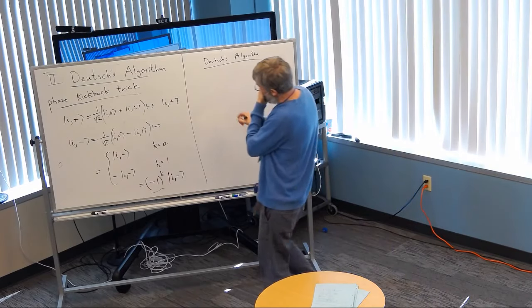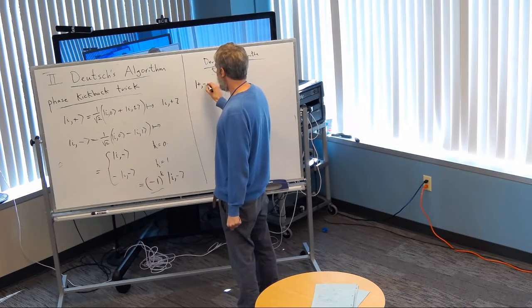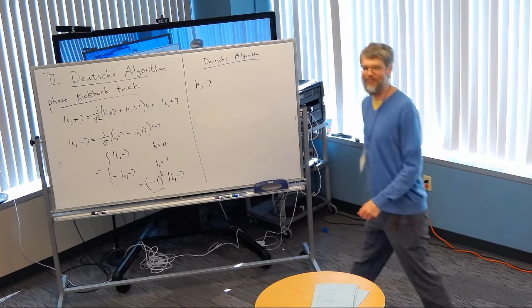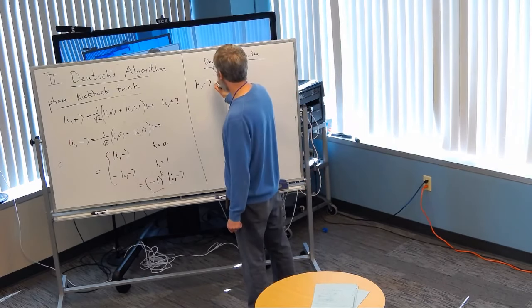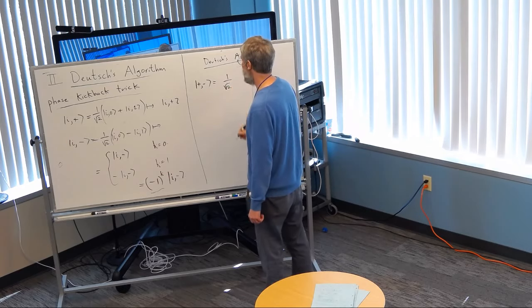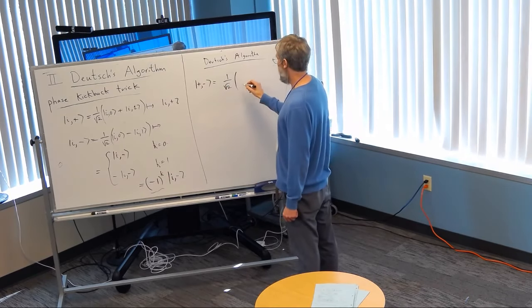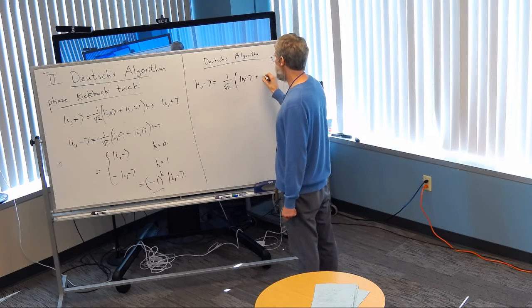We're going to create the state which has plus in the query register and minus in the response register. And we're going to see what happens to that state. So we're going to send it to the oracle. Well, before we do, let's just write it out. It's 1 over root 2, 0 minus plus 1 minus.